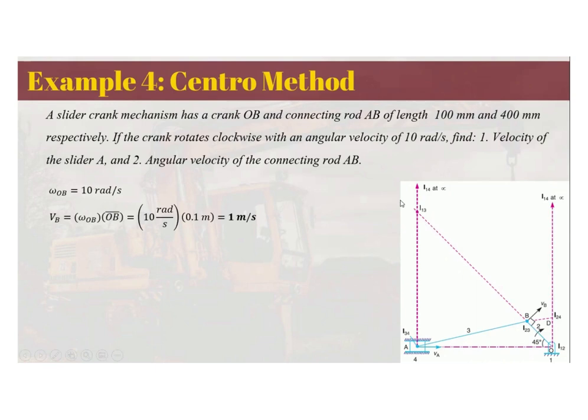And then for the slider, that is always perpendicular to the ground. So whenever the ground is in the horizontal direction, just use a perpendicular line. The perpendicular is this one. The intersection is the Centro. So this is the Centro that we will use to find the velocity of A.